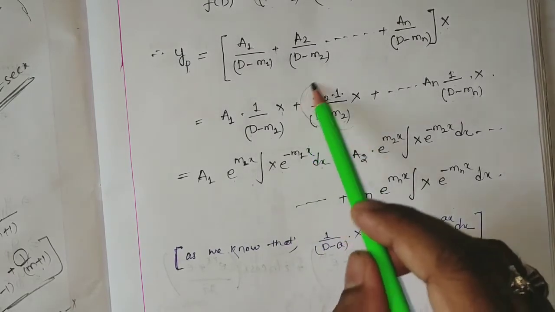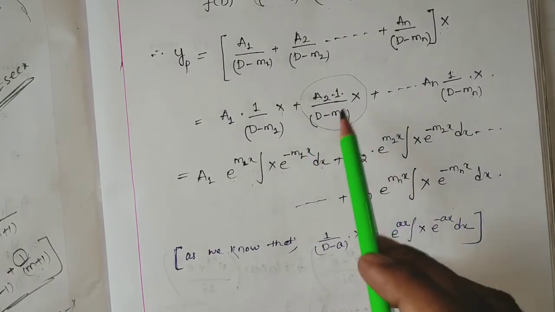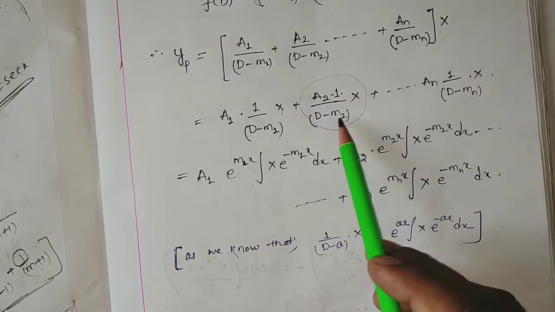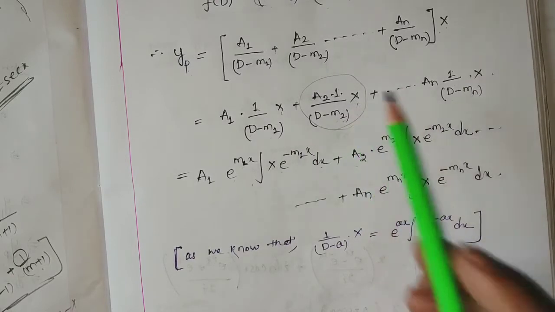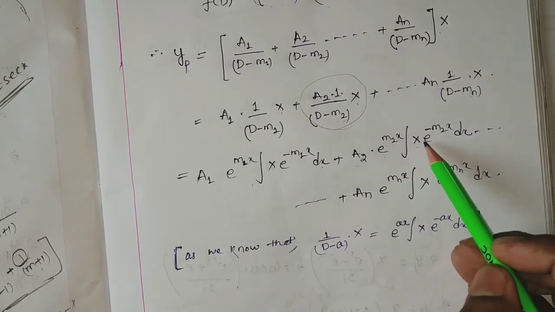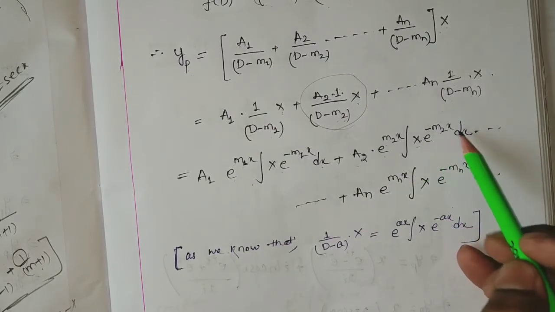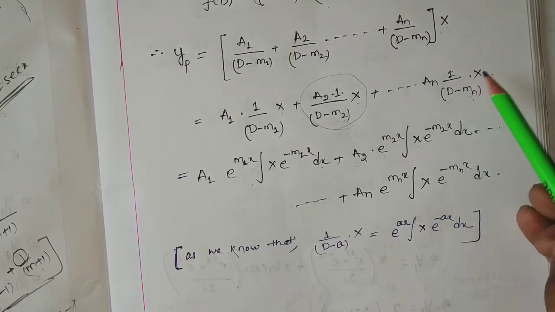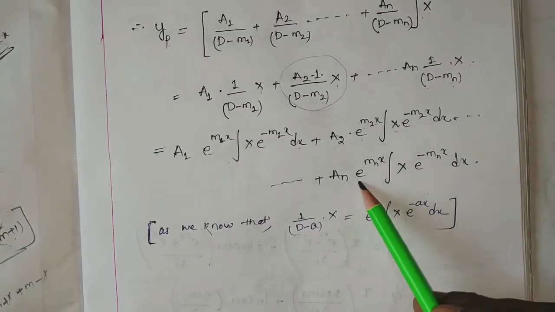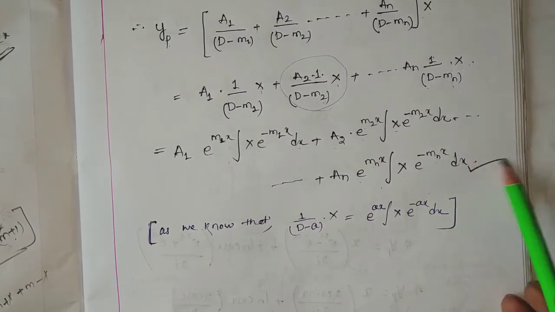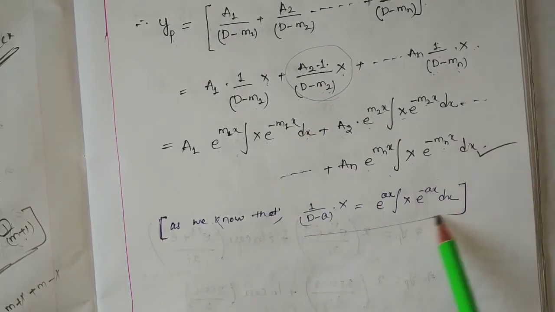Likewise for this one, a2 is the constant, and 1 by (D minus m2) operated on x can be written as e to the power m2x, integration of x into e to the power minus m2x dx. Likewise, 1 by (D minus mn) operated on x can be written as e to the power mnx, integration of x e to the power minus mnx dx. We already proved these things in our last class.